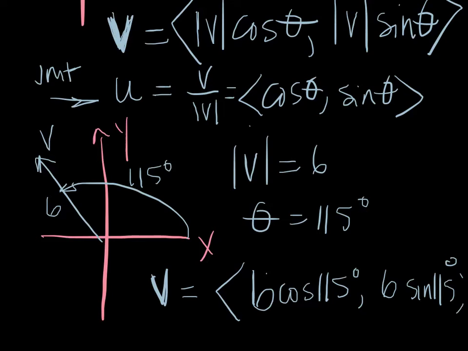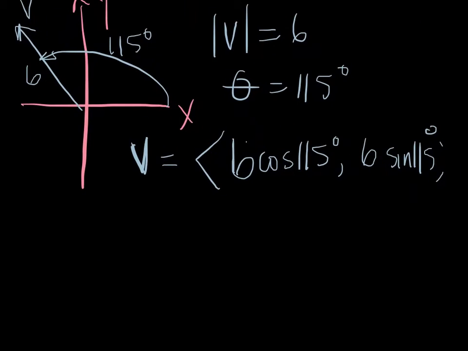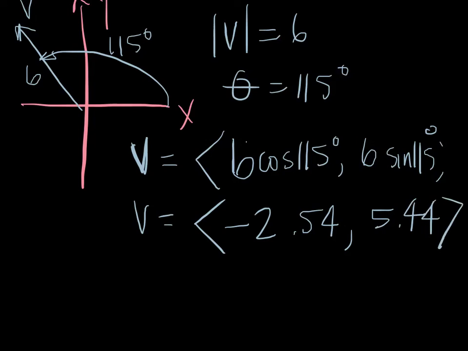If you gave that to me as a test, I probably wouldn't give you credit, mostly because I would want you to find what the cosine of 115 degrees is, and I definitely would want you to multiply 6 times it. But this 6 times cosine of 115 should be about negative 2.54. And the 6 times sine of 115 degrees is about 5.44. Okay, this is in component form.